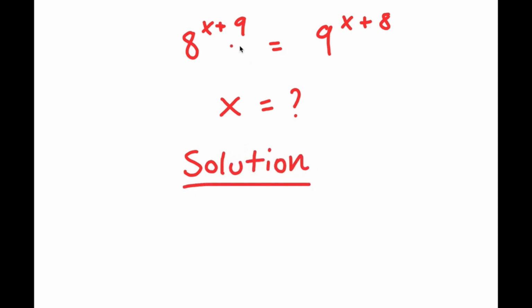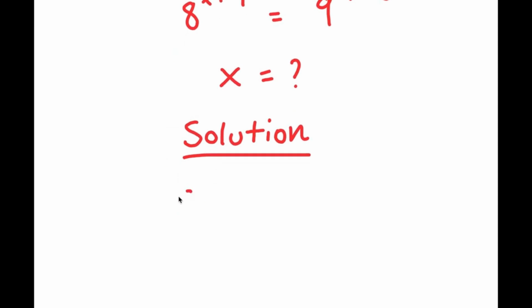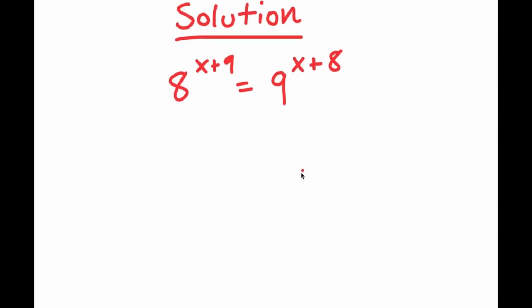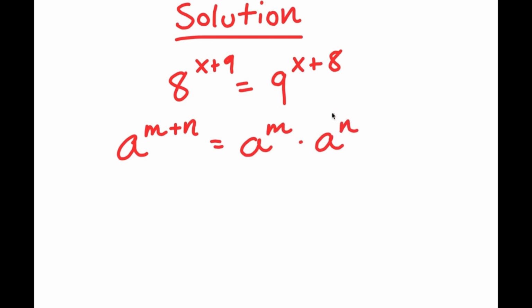I'm going to start by rewriting my equation down here so I have more solving space. So my equation is 8 to the power of x plus 9 is equal to 9 to the power of x plus 8. Now from here, I'm going to be using the property of exponents that states that if I have something in the form a to the power of m plus n, this is equal to a to the power of m times a to the power of n.